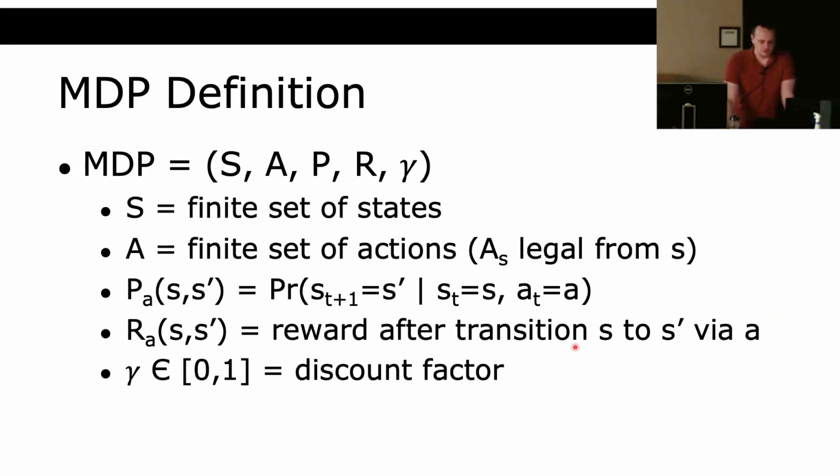So it really is a combination of these 3 things. What state did you come from? What state did you end up in? And what action did you take? Based on those 3 things, here's the reward that you get from doing that. And then gamma is a value between 0 and 1, inclusive, which is called the discount factor. And I'll explain what that means in a couple of slides.